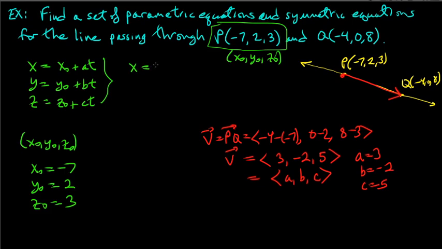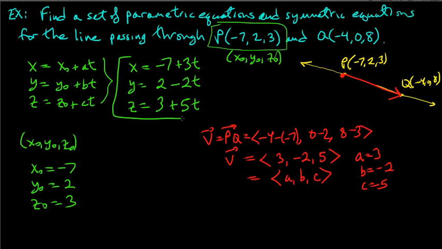It's going to be x equals x0, which is -7, plus a times t. A is 3, so x equals -7 plus 3t. Y is going to be y0, so 2, plus b times t. B is -2, so 2 minus 2t. And then z is going to be z0, which is 3, plus 5 times t. And there's our set of parametric equations. So that will describe any point on this line, on this yellow line over here, right?